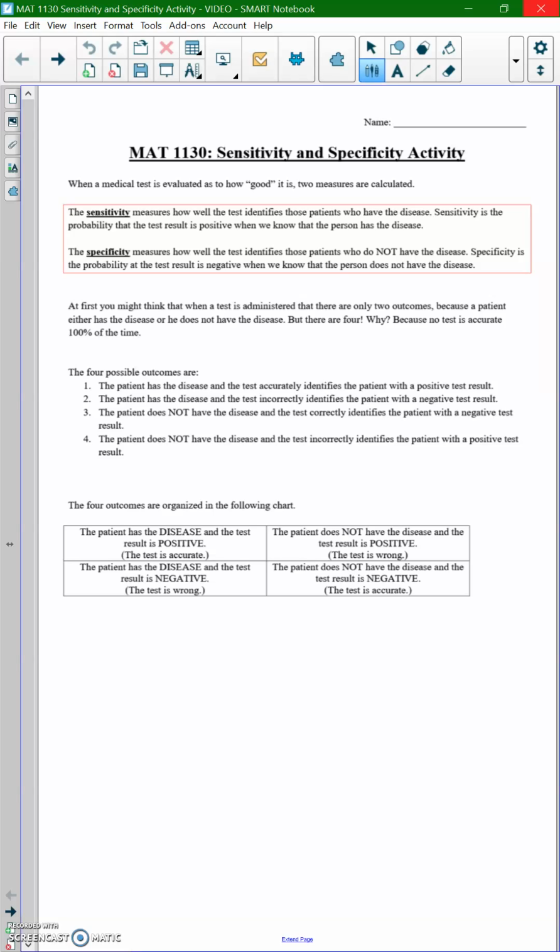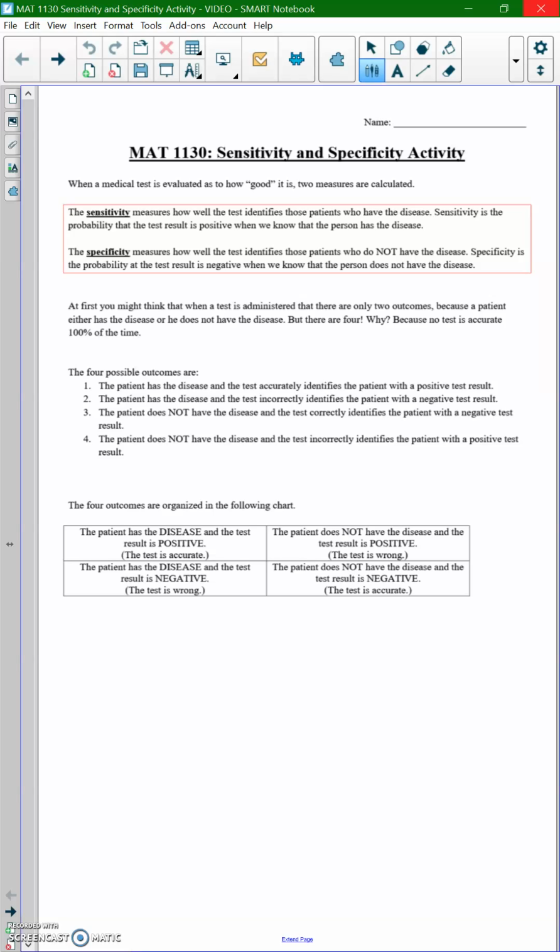As opposed to sensitivity, we also have the specificity of a test. The specificity measures how well the test identifies those patients who do not have the disease. Specificity is the probability that the test result is negative when we know that the person does not have the disease. So here we're testing how well we tell healthy people that they are healthy.